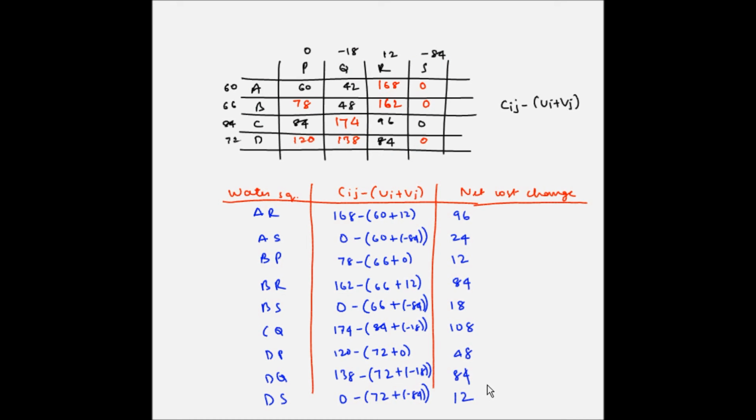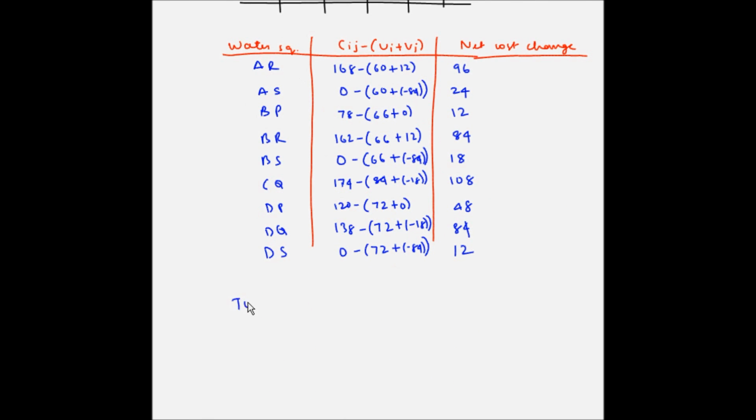After we have found out the net cost change values for all the water squares, we have to evaluate the solution for optimality by reviewing the sign of the net cost change values. If all the values are positive, which is true in our case, then the optimal solution has been reached. So the basic initial feasible solution that we had achieved using the Vogel's approximation method is the optimal solution as well. And the total transportation cost was 864,000 rupees. So in this example, we didn't have to iterate towards optimality, as the basic initial feasible solution itself turned out to be the optimal solution.